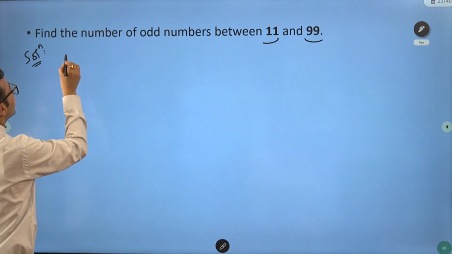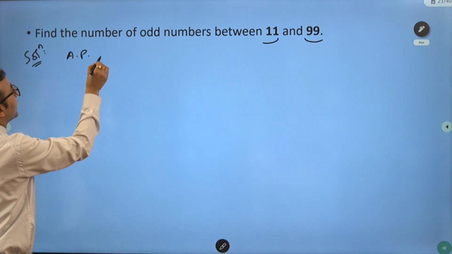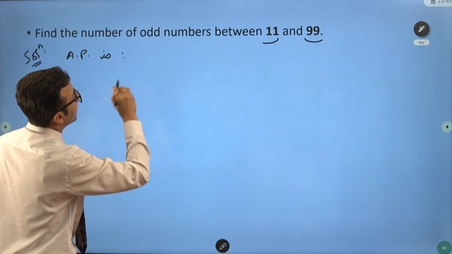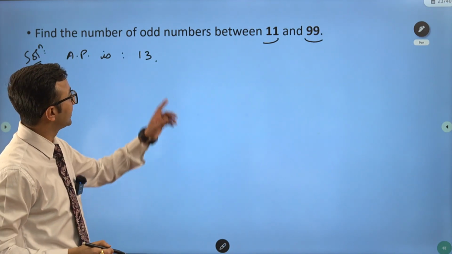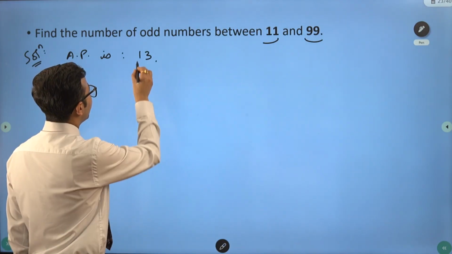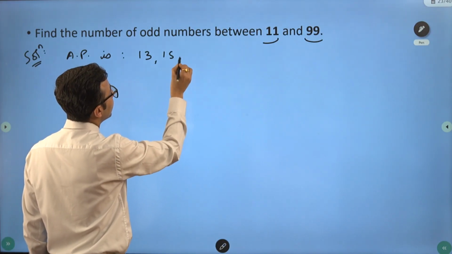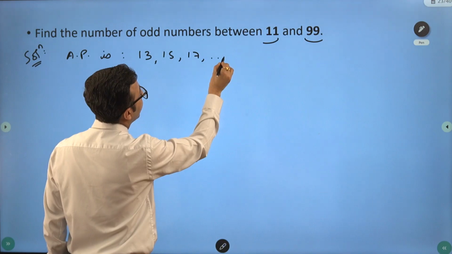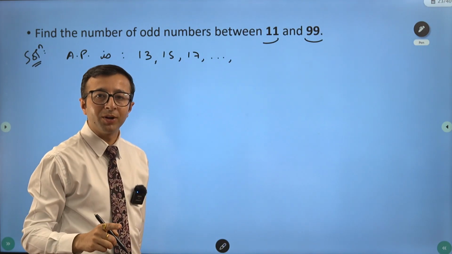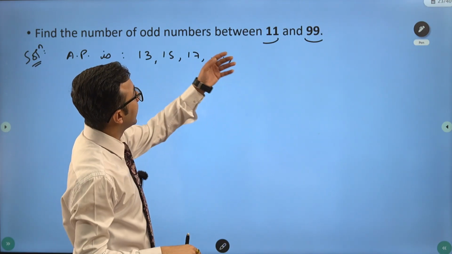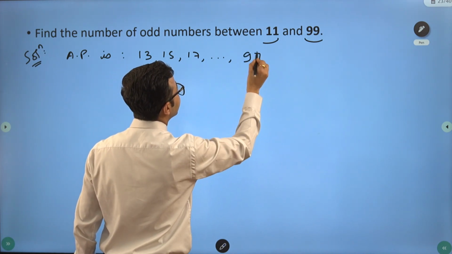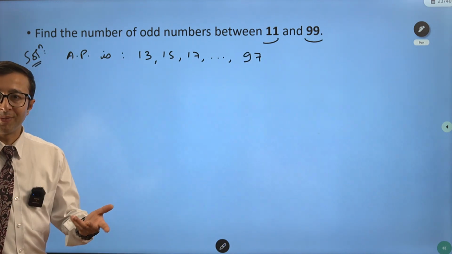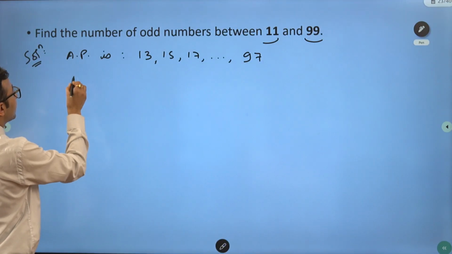Remember this. So in the solution, which will be the first term then? 13. 11 we cannot write down because it is written in between. So 13, next odd number is 15, 17, and so on. 99 itself is an odd number, but we cannot write it down, and that's why just before 99 we have the odd number 97. So here also we find the number of odd numbers. Same concept, we will use that.